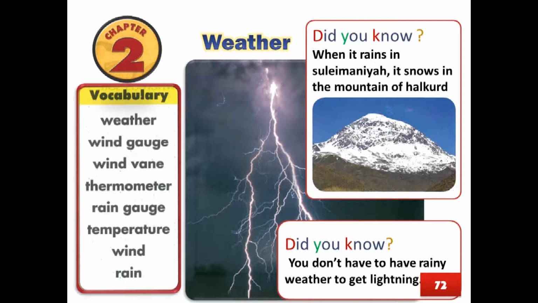Page 73. Did you know? When it rains in Sulaymaniya, it snows in the mountain of Helkerd.